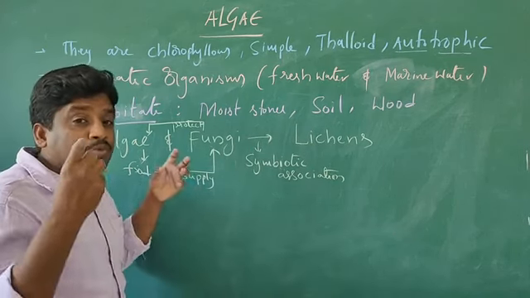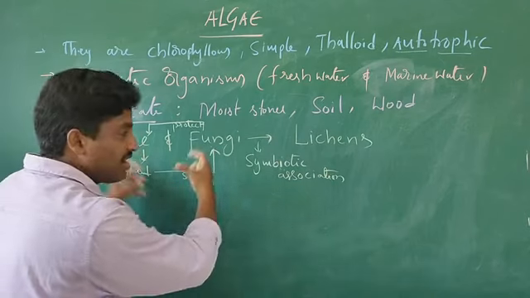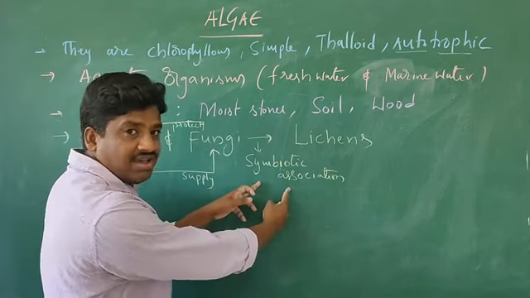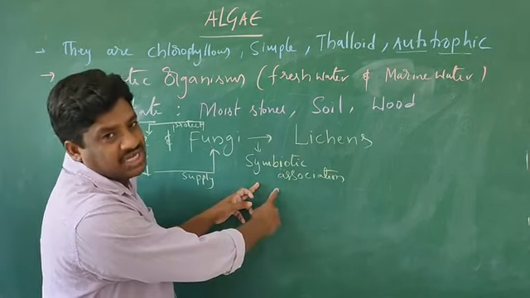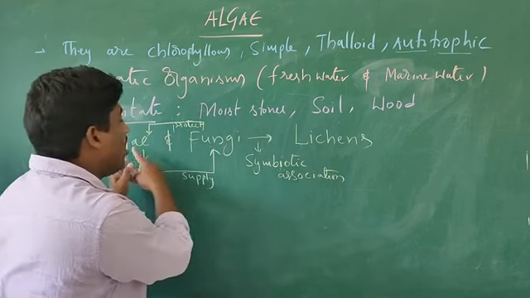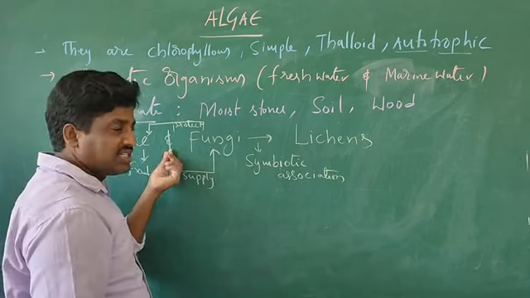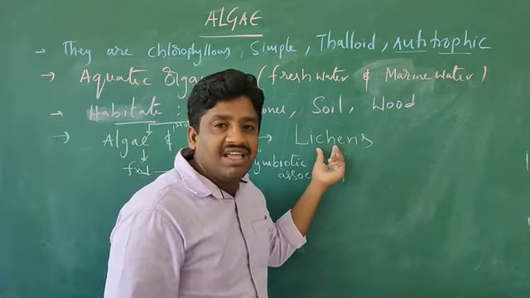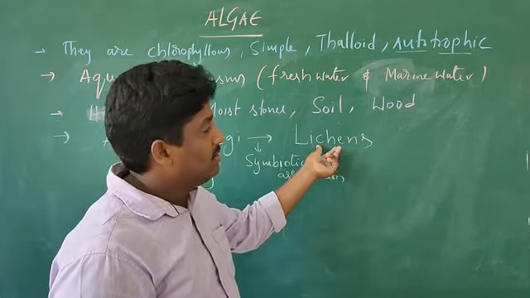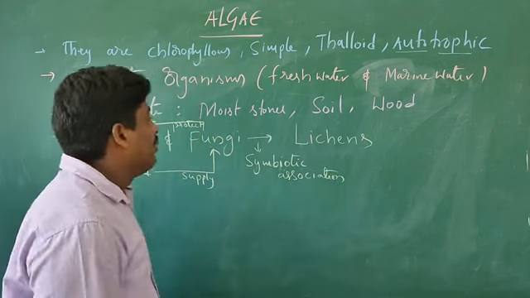Such a mutual relationship between organisms, such an association, we call symbiotic association. So the algae and fungi together form an organism, both living together. Such an organism is called lichens. Okay, that's it.